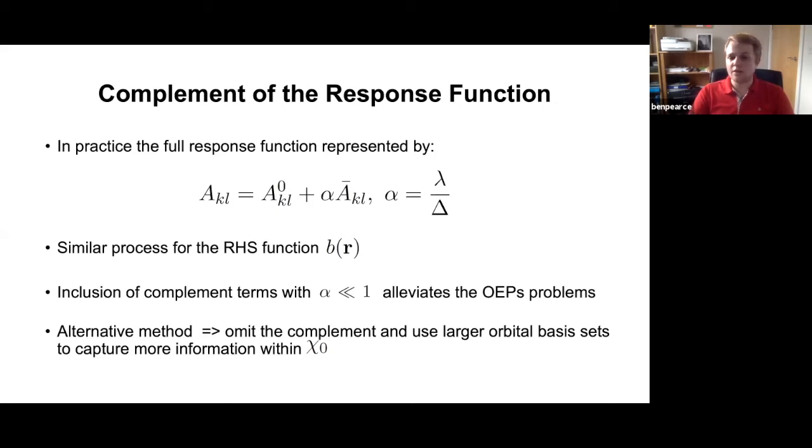Alternatively, you could neglect this complement, and that's what Andreas Görling and his group would do, which is essentially use a larger orbital basis set for a given auxiliary to capture more information about chi0. And this has advantages. However, if you've got a big system and you're increasing your basis set size, that's going to really slow down and hinder your computational efficiency.